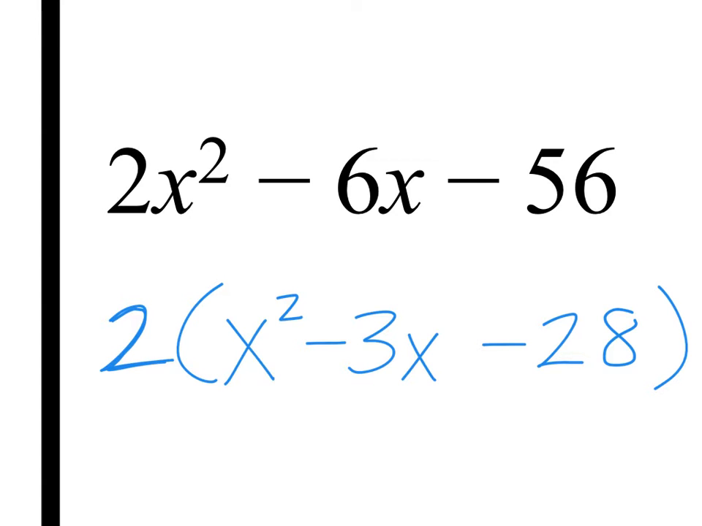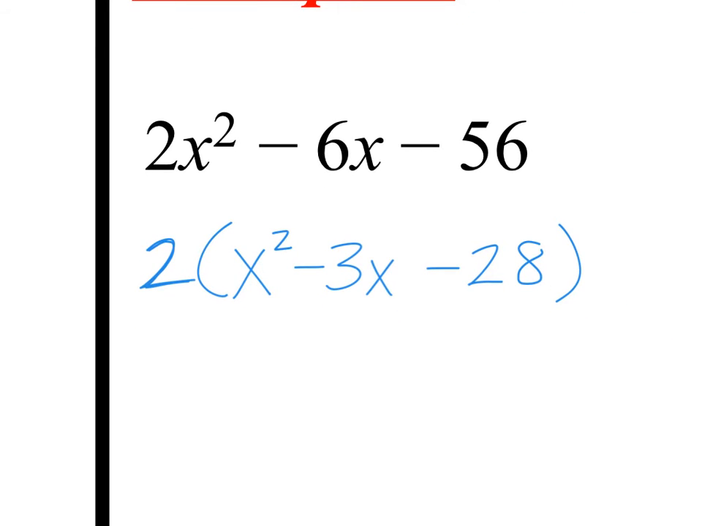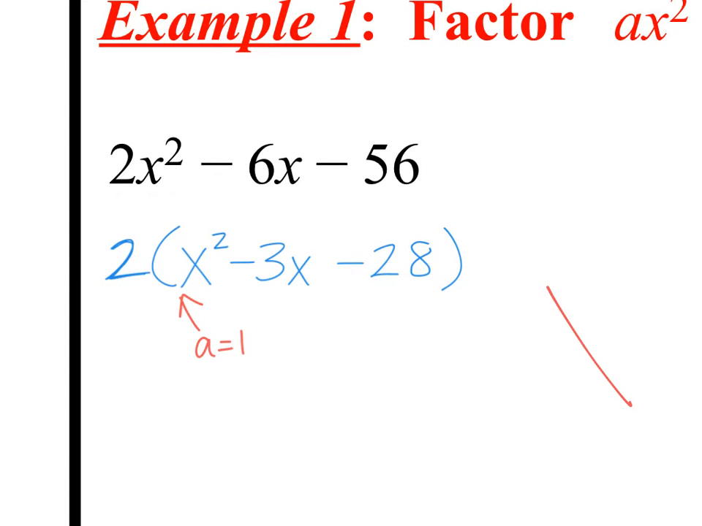Now, here's what I need you to notice. Right here, a is 1. Because a is 1, ignore the 2. Because a is 1, you can do what we did yesterday. Two numbers that multiply to negative 28 and add to negative 3.